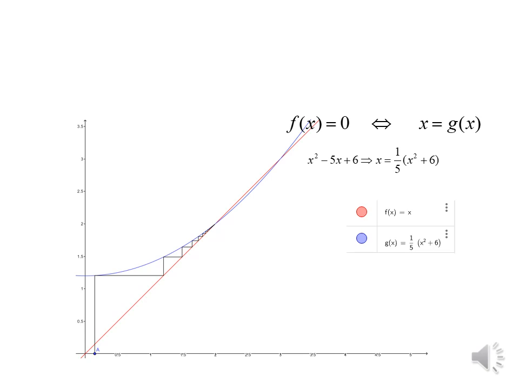So you can start with any point. Finally, after iteration, it will go to the value 2. You can clearly see in this equation, the blue indicates the curve 1 by 5 into x square plus 6. The red indicates f of x equal to x. So finally, when you touch this line, you get the solution.